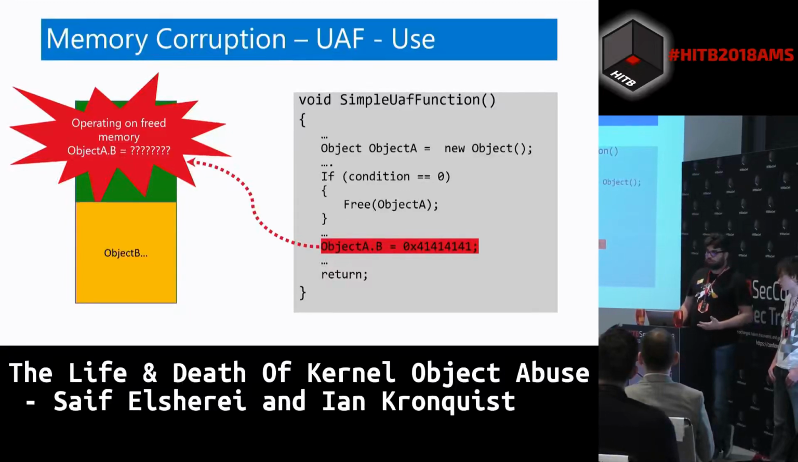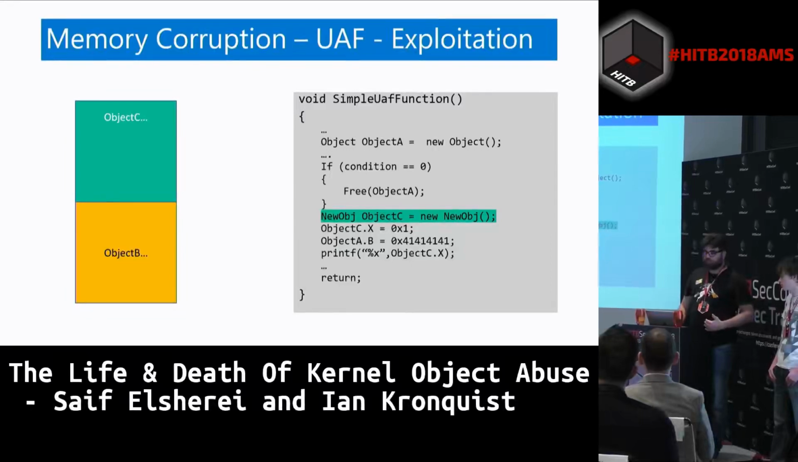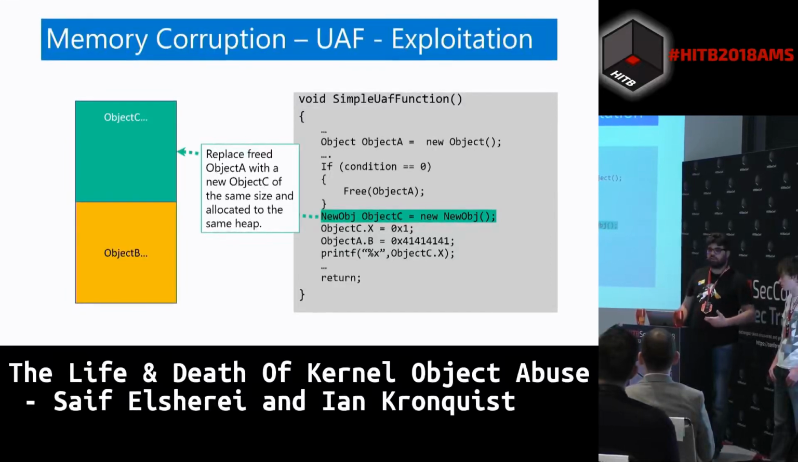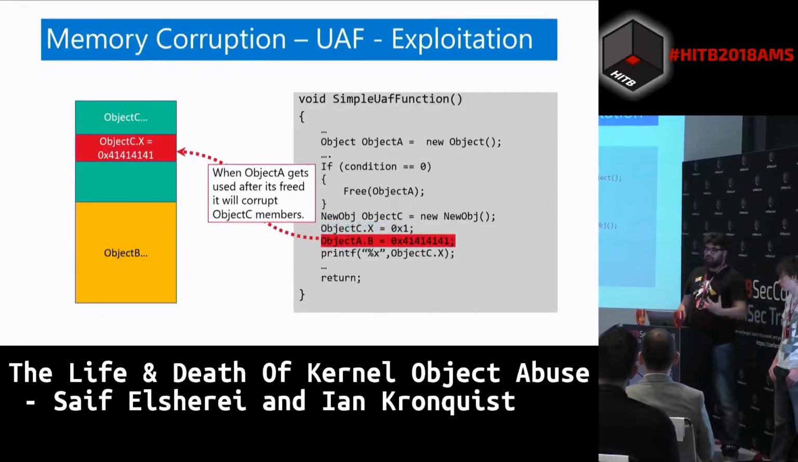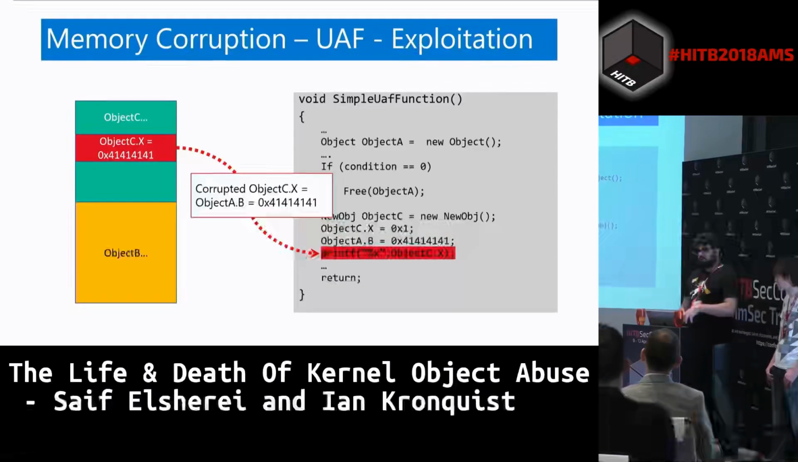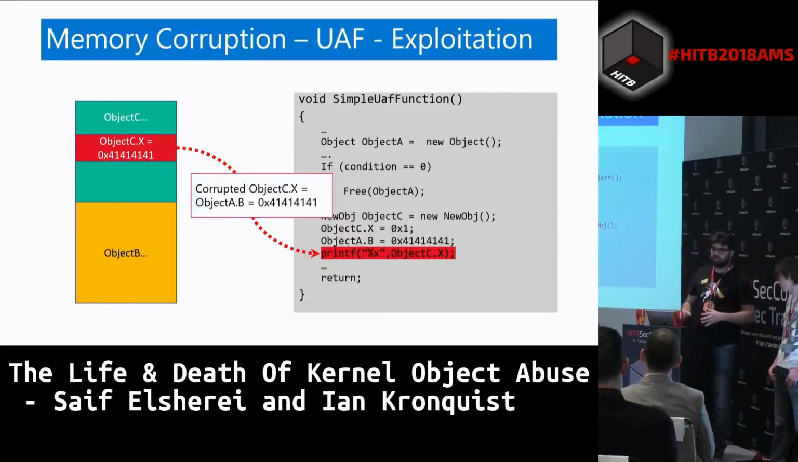Now, how would you usually exploit that? After the object has been freed, we try to allocate an object of the same size in the same heap or memory location to replace the previous object. If we assume that object C, the last object that was allocated, has member X with the value of 1, and we operate on the dangling pointer from object A, the first object that was freed, and modify the value of its B member to 41, 41, 41, or any other value, then when we print object C's .x member, it will be equal to the value that was modified through the other dangling pointer. Of course, this is a simple demonstration of what can actually happen.